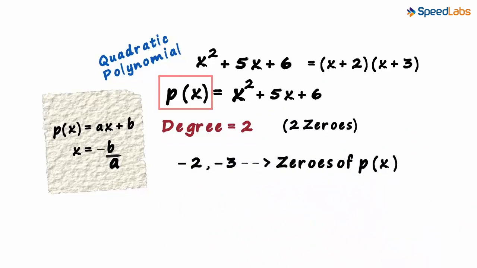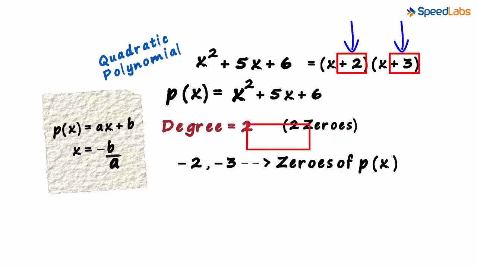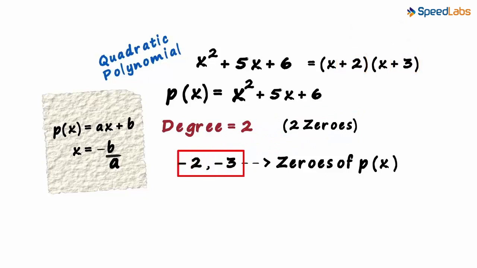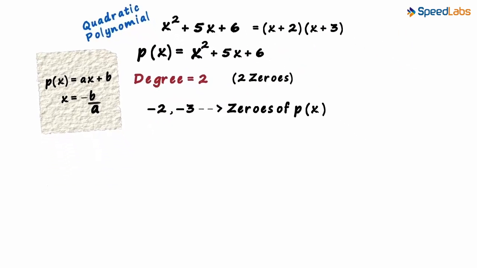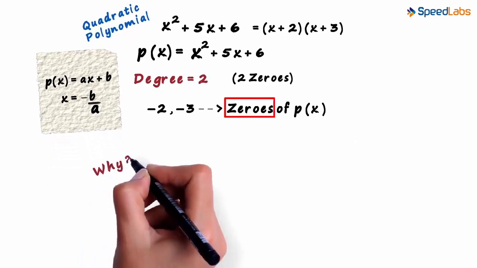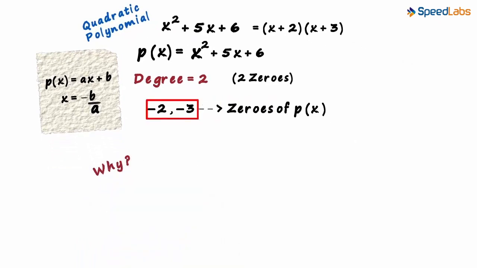But how could we directly write the 2 zeros? We just wrote the opposite of these two numbers. Here we had plus 2 and plus 3, and we wrote the zeros as minus 2 and minus 3. These two values are such that when substituted in place of x, will make this entire polynomial 0. But why did we write the zeros as minus 2 and minus 3?